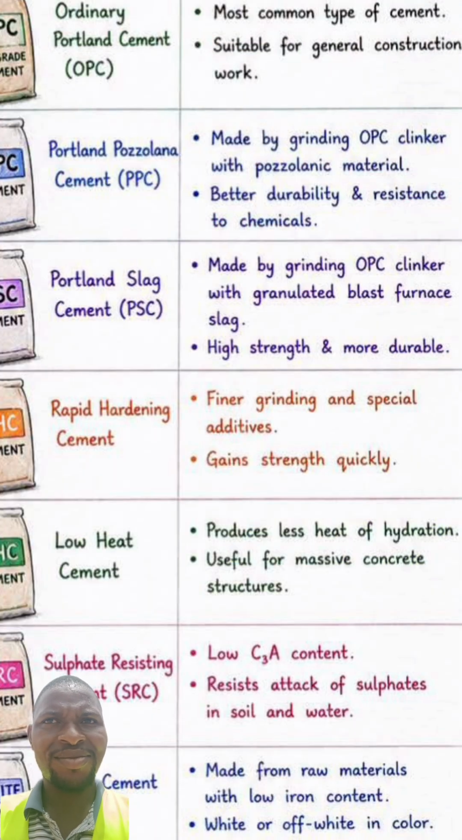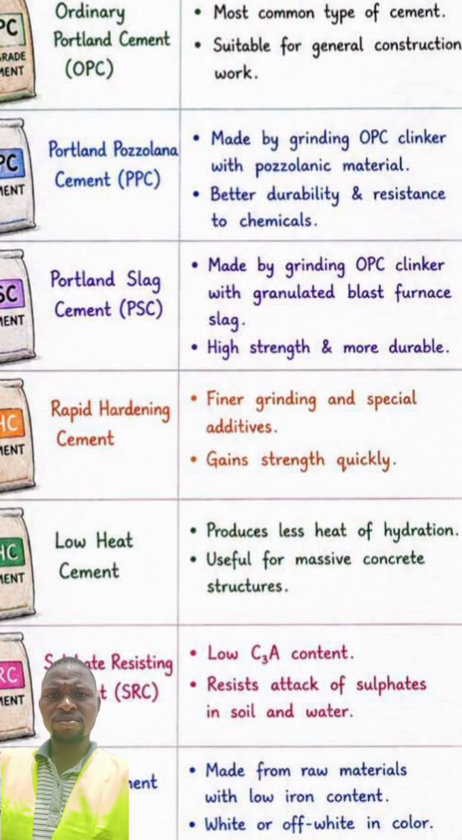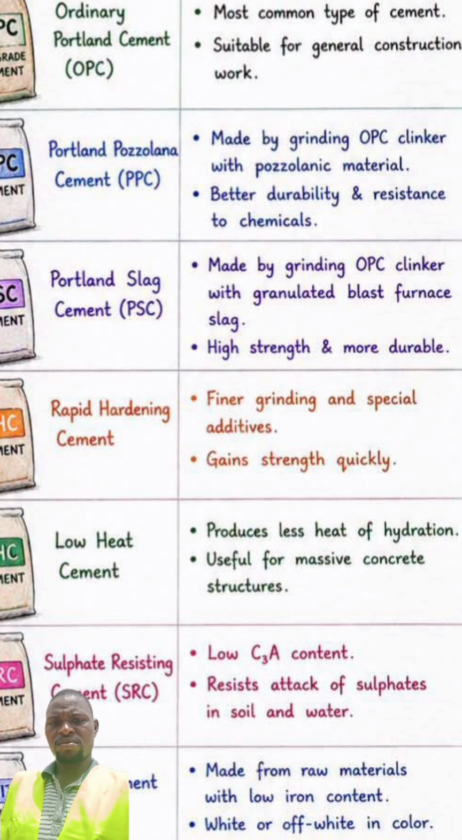For the description, ordinary Portland cement is the most common type of cement, and it is suitable for general construction work. That means all your general construction work.